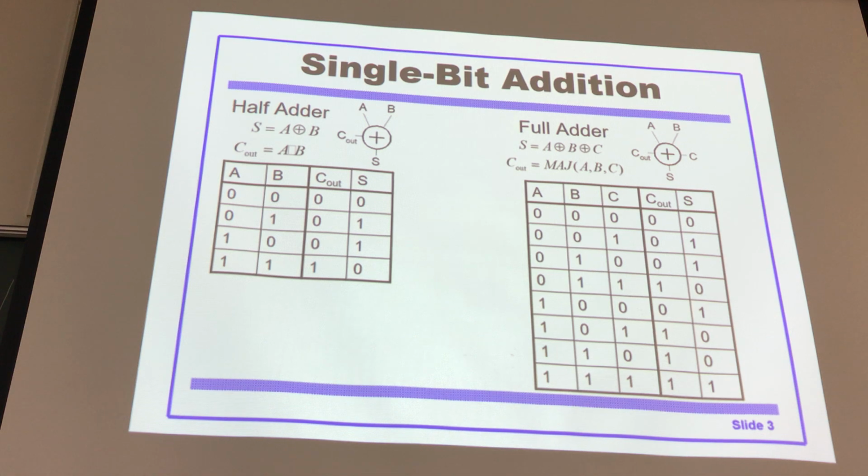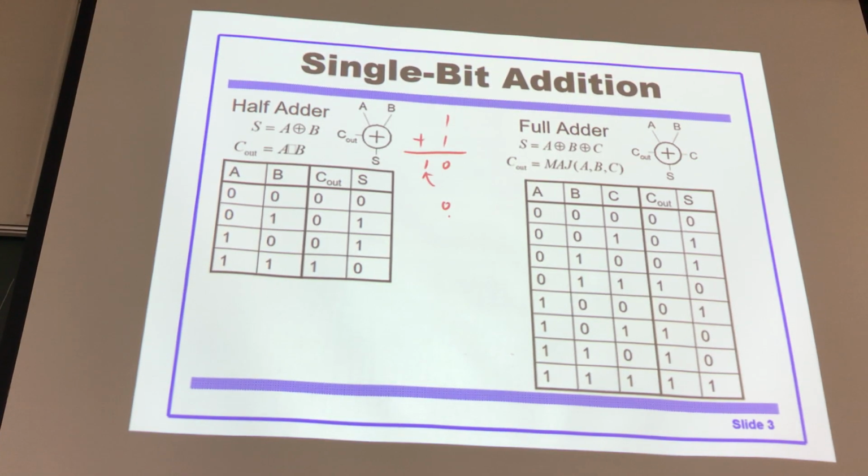For carry out, both A and B have to be 1, then you get carry out, right? It's easy. 1 plus 1, then yes, you get carry out 1, right? And 0 plus 1, you get 1 and carry out 0. Okay? But that's for only 2-bit addition.